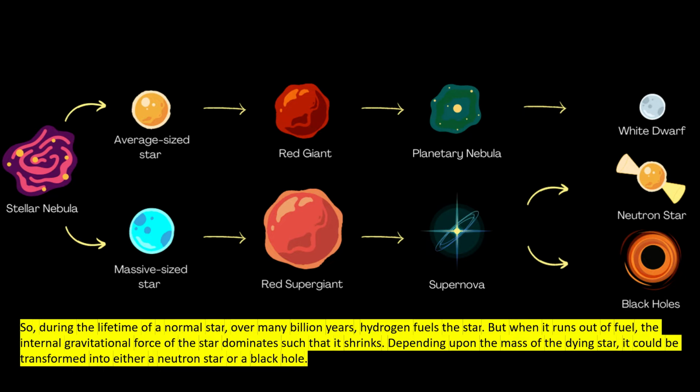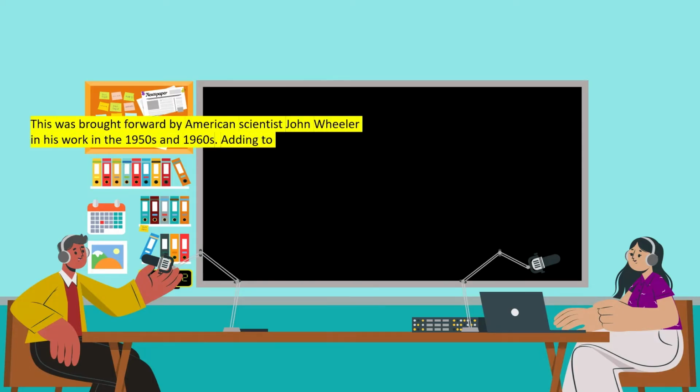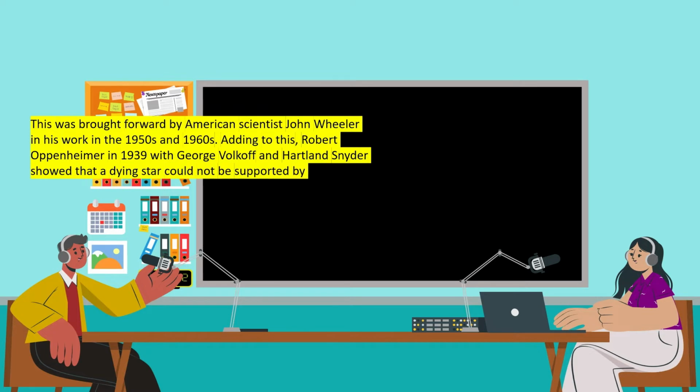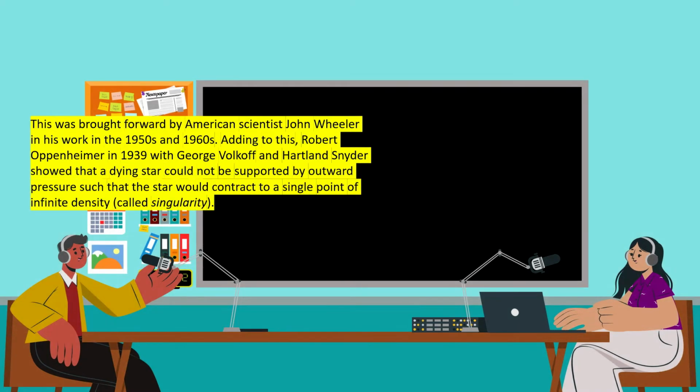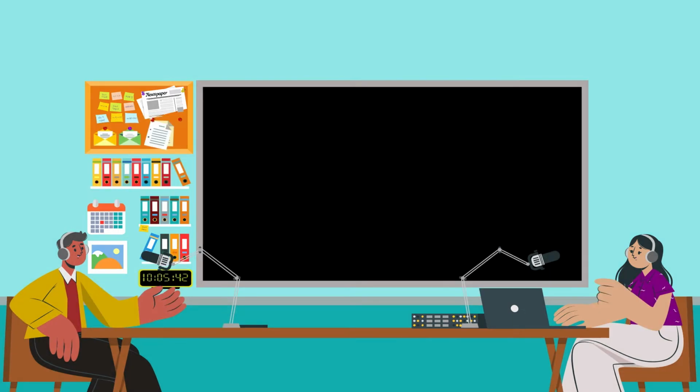Depending upon the mass of the dying star, it could be transformed into either a neutron star or a black hole. This was brought forward by American scientist John Wheeler in his work in the 1950s and 1960s. Adding to this, Robert Oppenheimer in 1939 with George Volkoff and Hartland Snyder showed that a dying star could not be supported by outward pressure such that the star would contract to a single point of infinite density, called singularity.